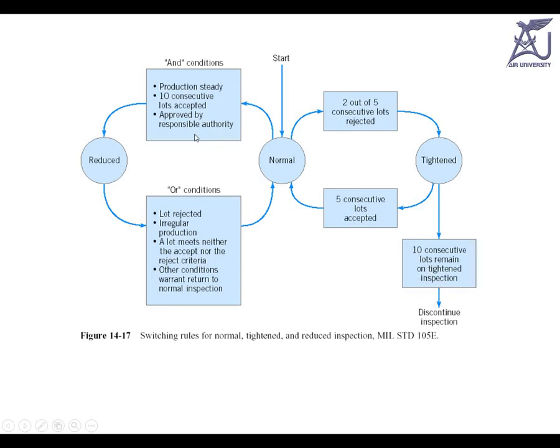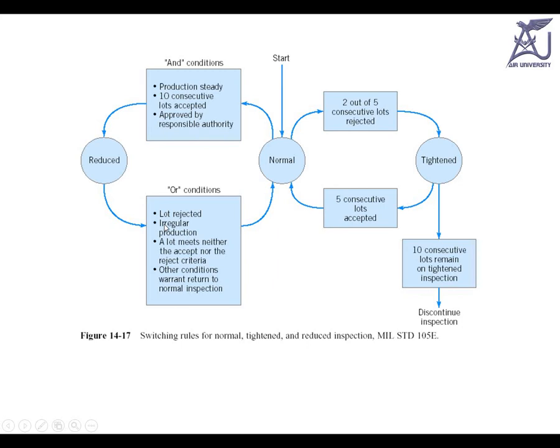But in case you want to go for the reduced, how can you go for the reduced? If production is steady and 10 consecutive lots are accepted while you are working on the normal, that means the quality is very good. So there is no need to follow the normal rule. You can give him relaxation, and you could go for the reduced one. The reduced is a relaxed kind of standard. You can see that you have established some confidence during the 10 consecutive lots under the normal, and now you can give him a chance to go on the reduced inspection.